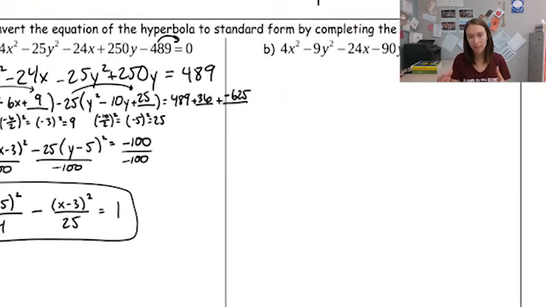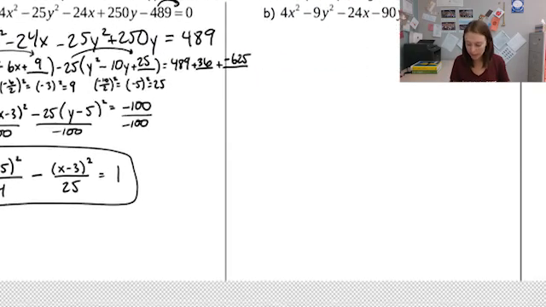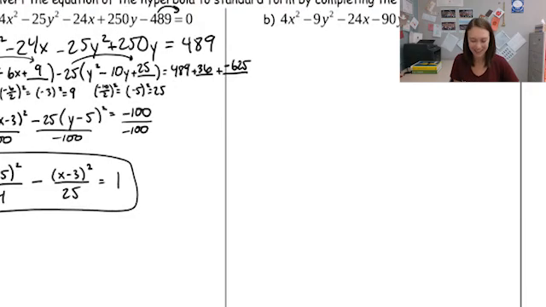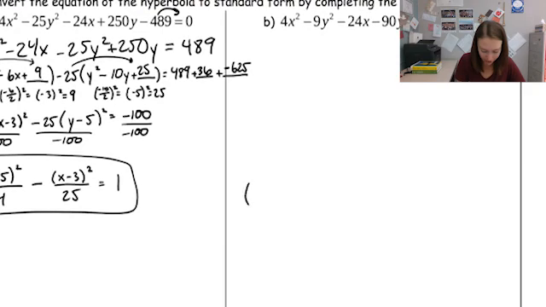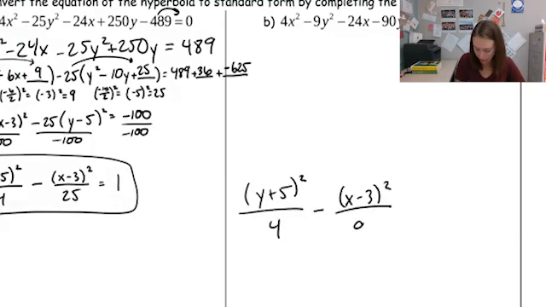You can pause the video. I'm not going to do all the work, but I will give you the last answer in case you're not in my class, but you're still looking and following along. You should end up with y plus 5 squared divided by 4 minus x minus 3 squared over 9 equals 1. So it's really similar to the other one when you work that out, but it's always good practice.